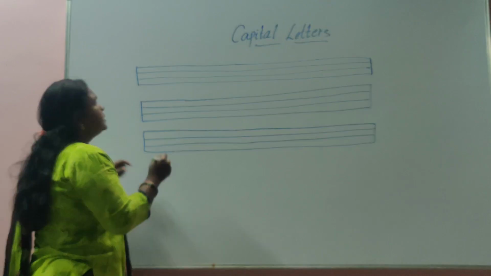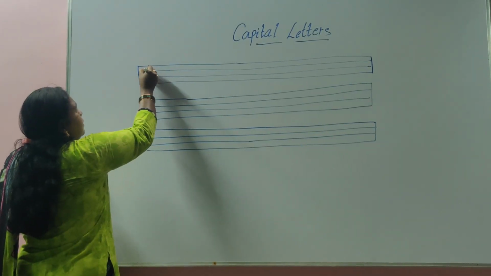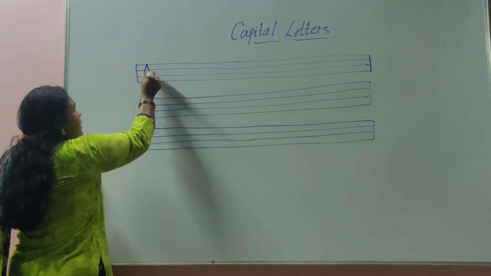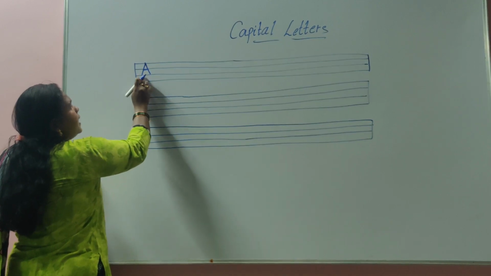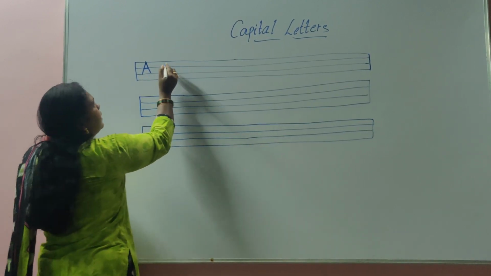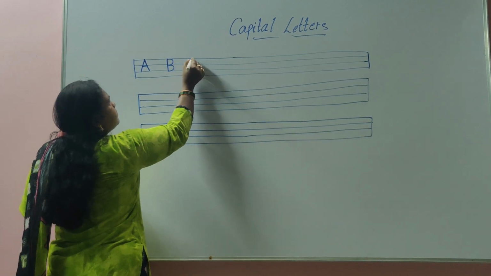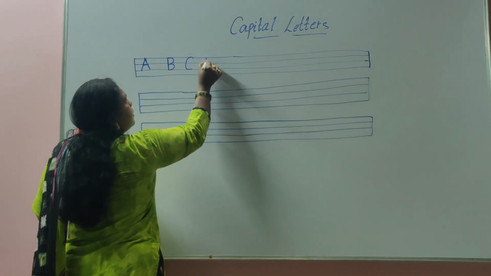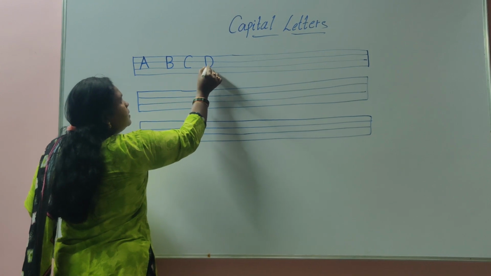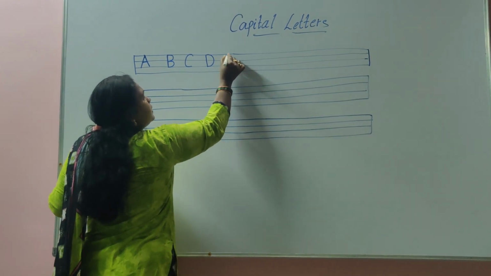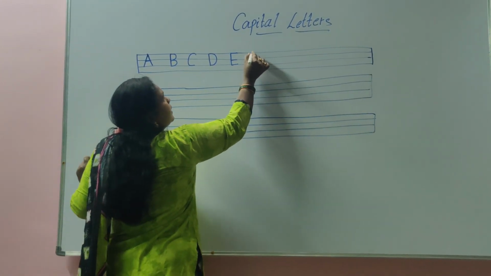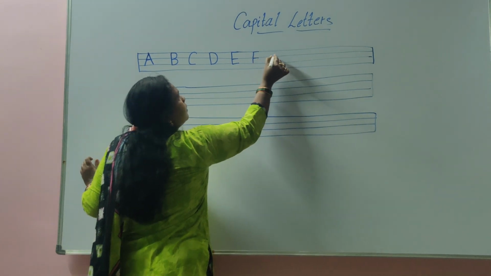See how to write this. Capital letter A. Touch the up line, start and end in the third line. Capital letter B. Capital letter C. Capital letter D. Capital letter E. Capital letter F.